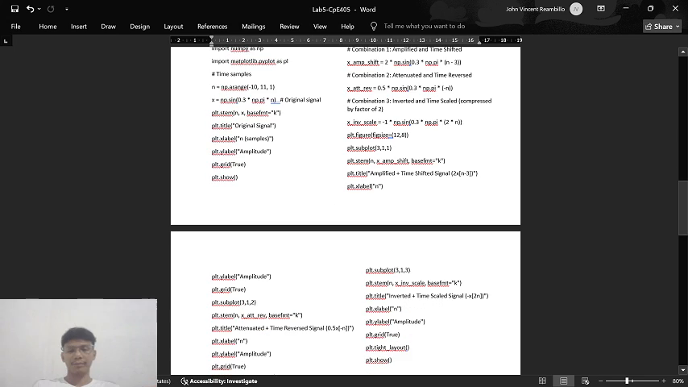control systems. In this activity, I first created a discrete time signal in Python using the sine function. I generated time samples from negative 10 to positive 10 and defined the signal as x equals sine of 0.3 pi n. This gave us a smooth repeating waveform as the original signal. After that, I applied three different combinations of transformations.